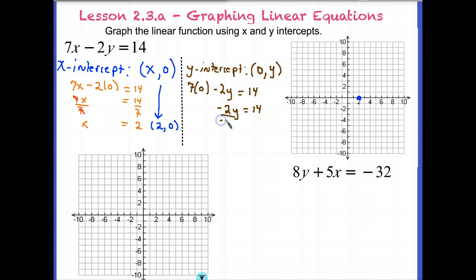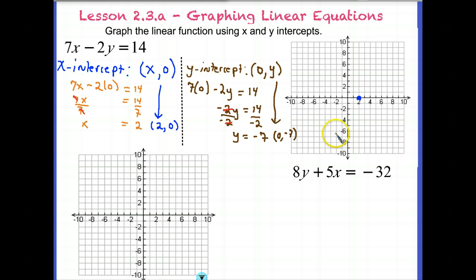If I divide both sides by -2, -2 divided by -2 is just 1, or 1y. So then I'm left with y equals -7. And again, be very careful that you bring this coordinate point down to describe your y-intercept, because you don't just say -7, we describe it as a coordinate point, and that would be 0, -7.